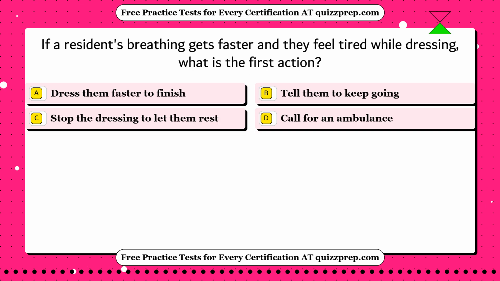Question 133. If a resident's breathing gets faster and they feel tired while dressing, what is the first action? Option A. Dress them faster to finish. Option B. Tell them to keep going. Option C. Stop the dressing to let them rest. Option D. Call for an ambulance.